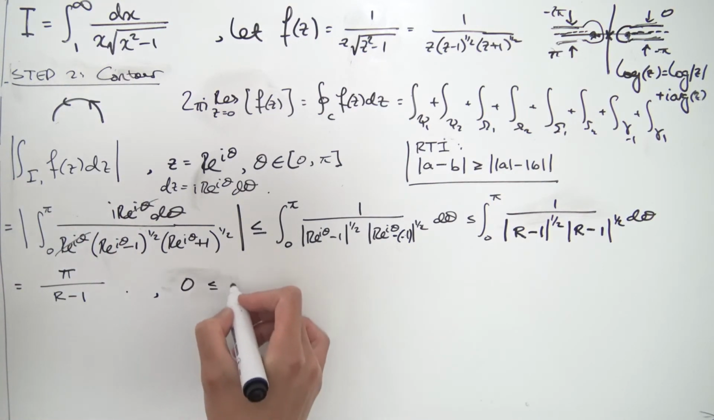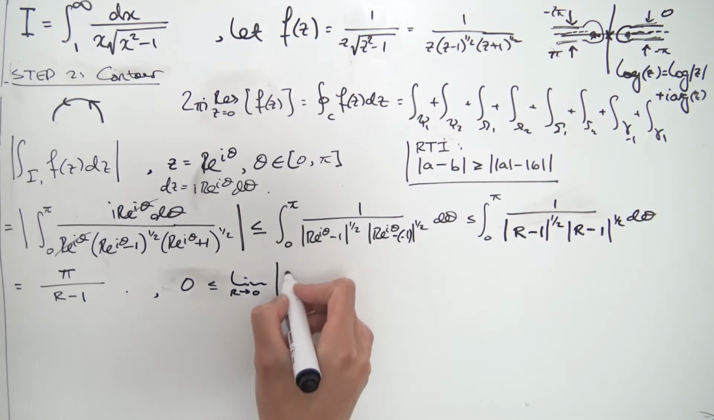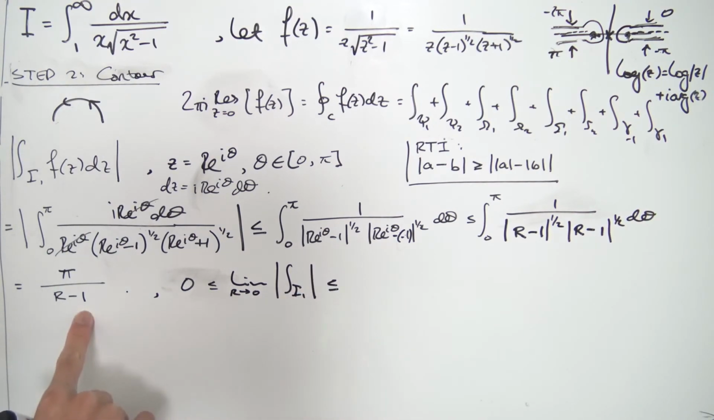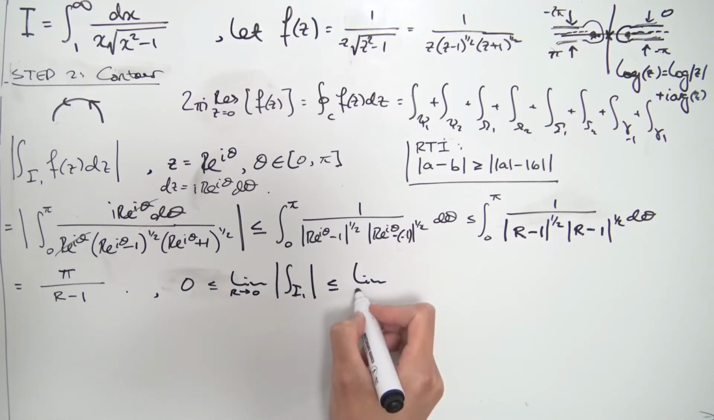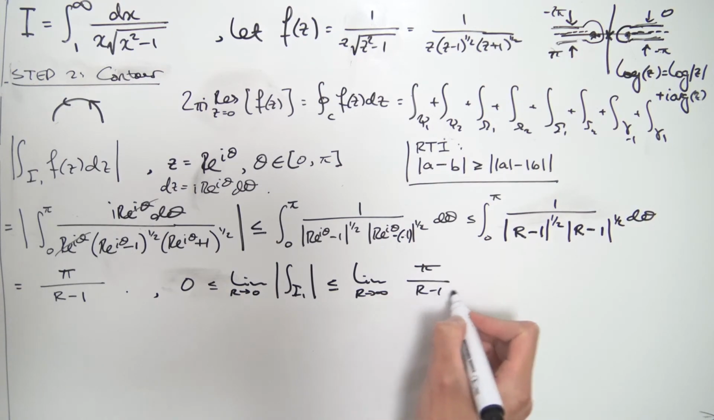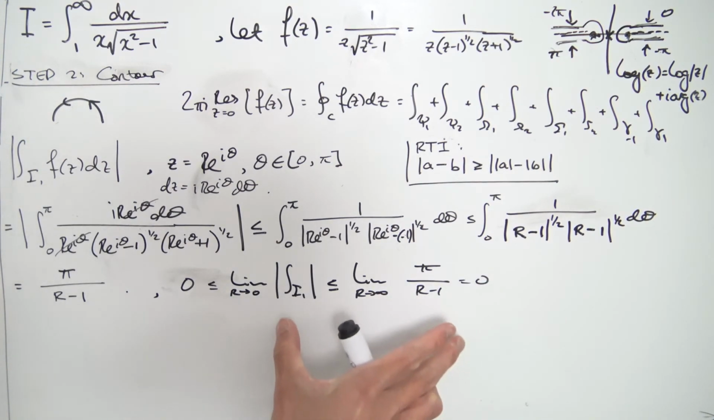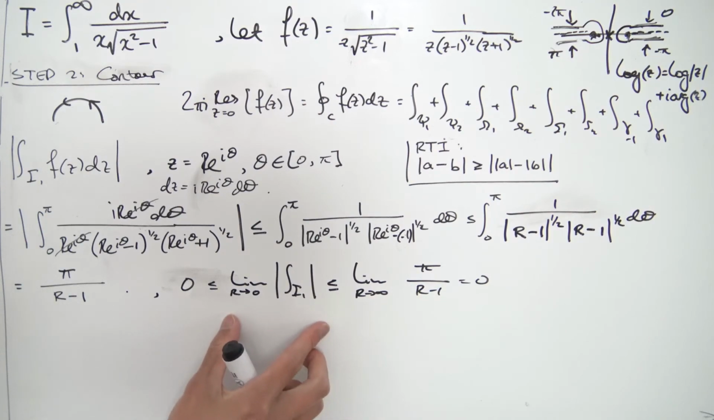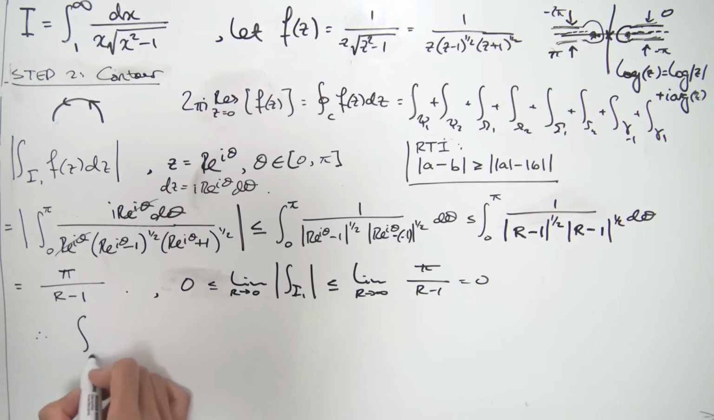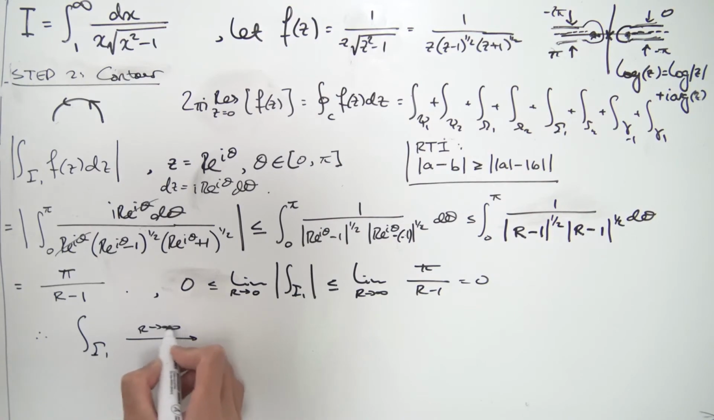So 0 is less than or equal to the limit as r approaches infinity of the absolute value of the integral over gamma 1. But this guy is less than or equal to the limit of what we found, so the limit as r approaches infinity of pi over r minus 1, which is equal to 0. So as you can see, this basically gets squeezed to 0. So yeah, therefore the integral over gamma 1 in the limit as r approaches infinity is going to approach 0.